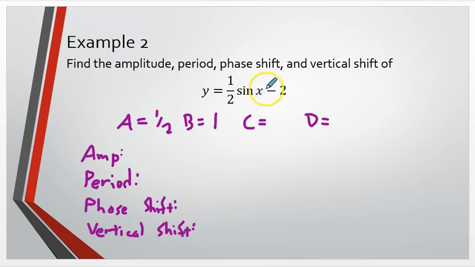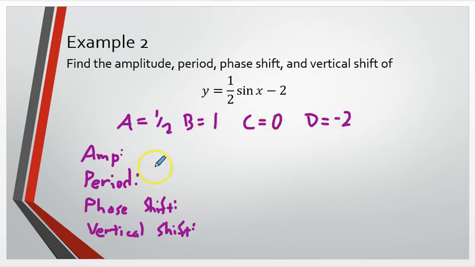C is the number that's being added, and for the C value, there have to be parentheses used to add or subtract something to the x value specifically. So if you don't see parentheses with something being added, then C must be equal to 0. And then if there is a number being added or subtracted, but there are not parentheses, then that number has to be D.